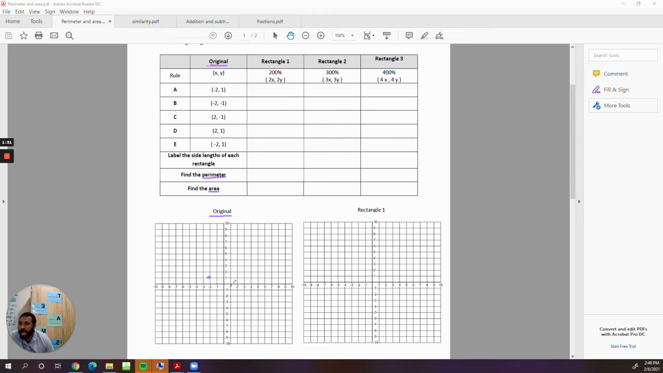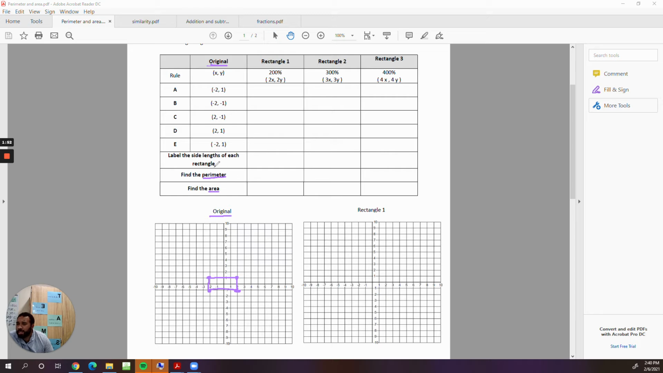The next point is -2, -1. So we go left 2, down 1. Then we have 2, -1. So we go right 2, down 1. Then we have +2, +1. We go right 2, up 1. And now we have our rectangle. And we're going to use our ruler to connect the points as neatly as we can.